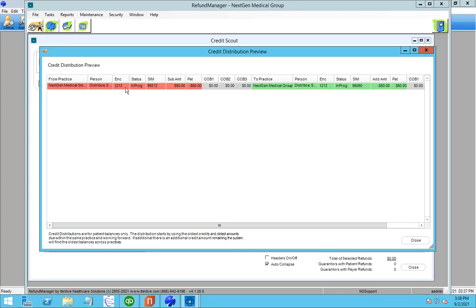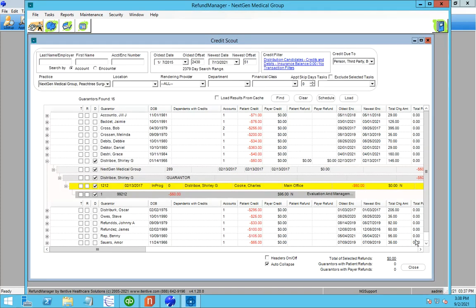So it's coming from encounter 1212, SIM 99212. We're going to subtract $50 from the $50 patient credit. And this time, we're going to keep it on the same encounter, but just move it to another SIM. So maybe this was a case where the money was paid for both charges, but the second charge hadn't flowed through yet.